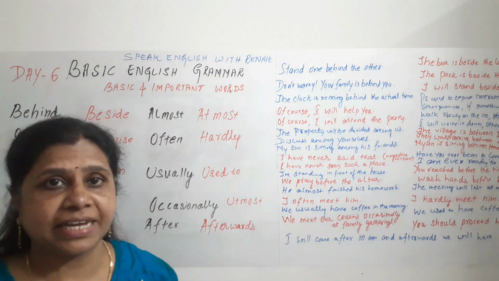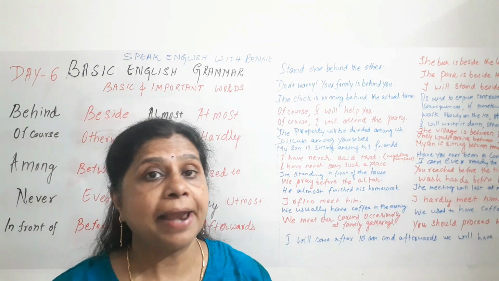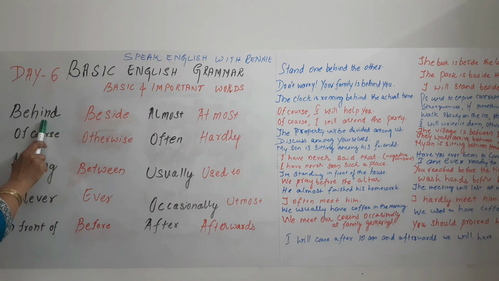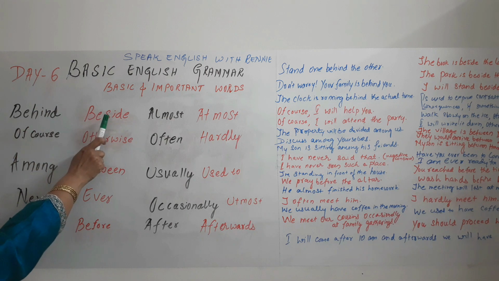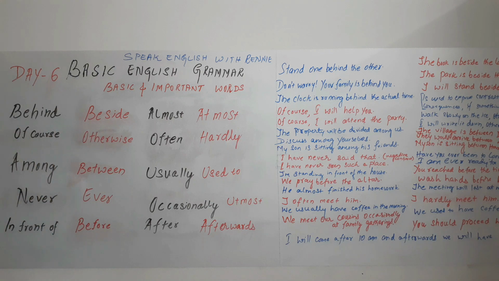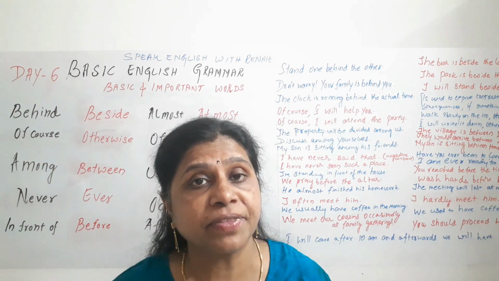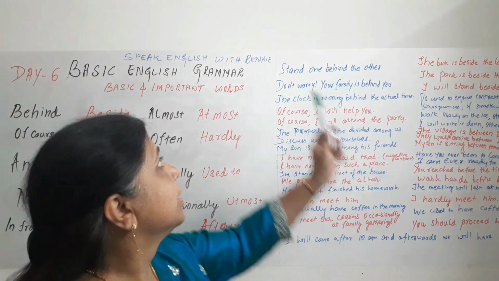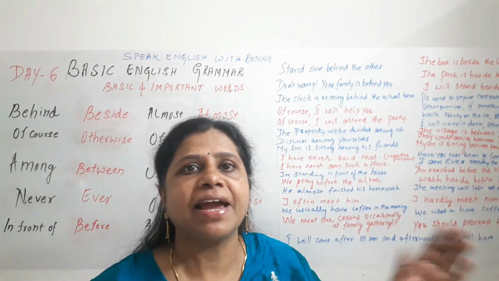Behind and beside. So how to pronounce this? Behind and beside. Behind is actually to the back of somebody or something, and beside is next to or at the side of something. All right. So behind is back of something or somebody. So let us form one sentence. Stand one behind the other.